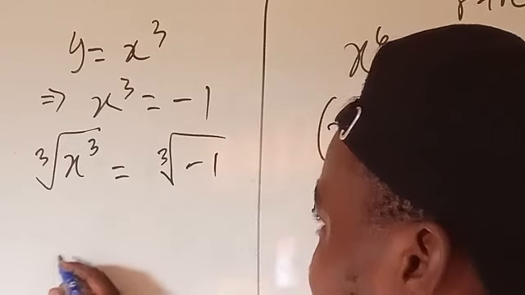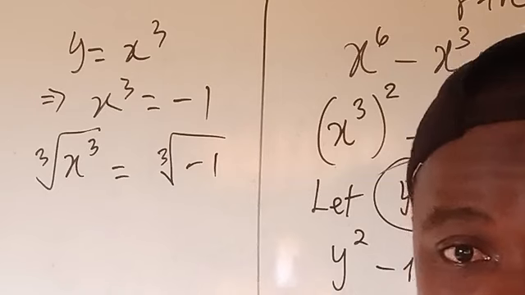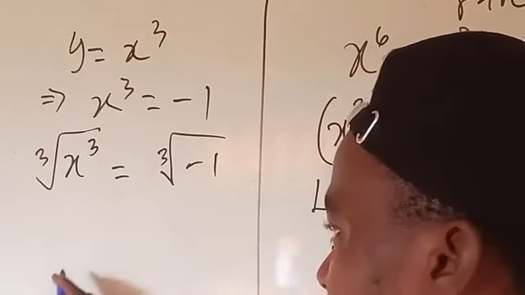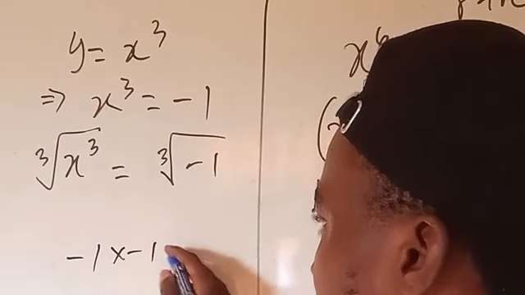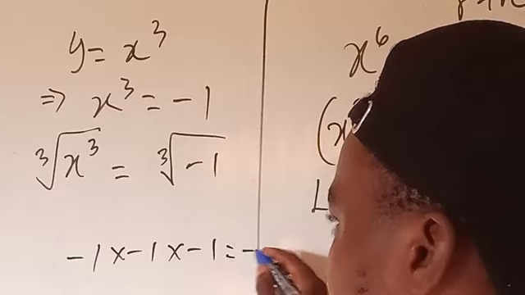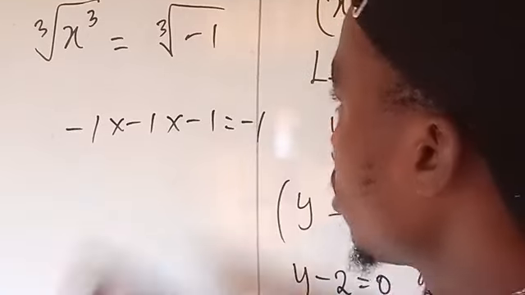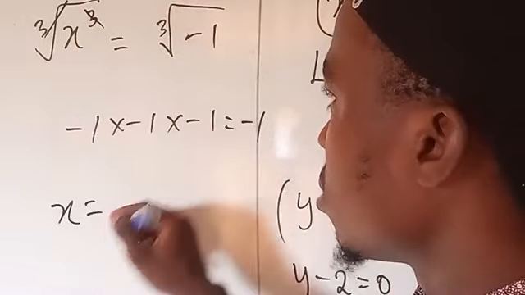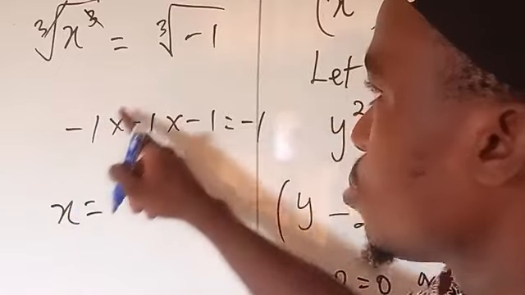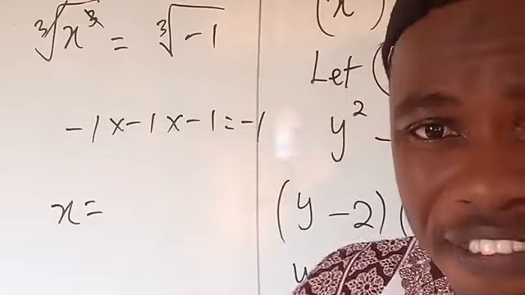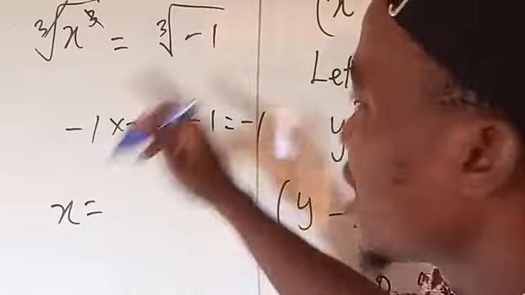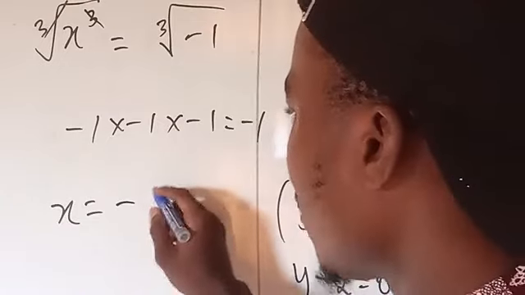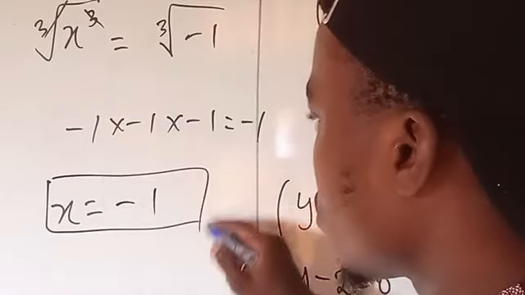And that's only minus 1. It's still minus 1, because minus 1 times minus 1 times minus 1 will still give us minus 1. So the cube root of this, we cancel this, and we're going to have x to be minus 1.